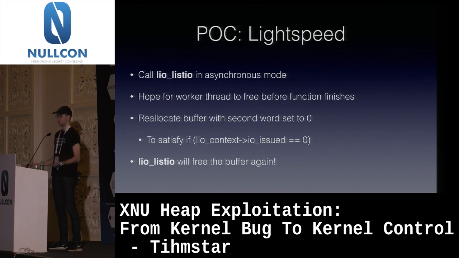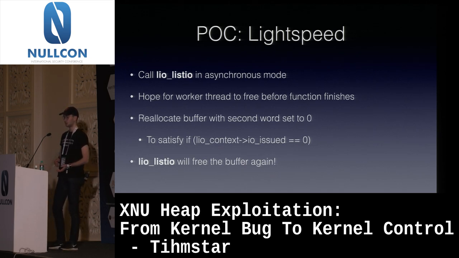So, how can we trigger that? We call lio_listio in asynchronous mode. We hope for the worker thread to finish before the thread that spawned it reaches the statement where it checks if the context io_issued is zero. Then that thing gets freed. We reallocate it with the second word set to zero to satisfy that condition, and then the buffer gets freed again.